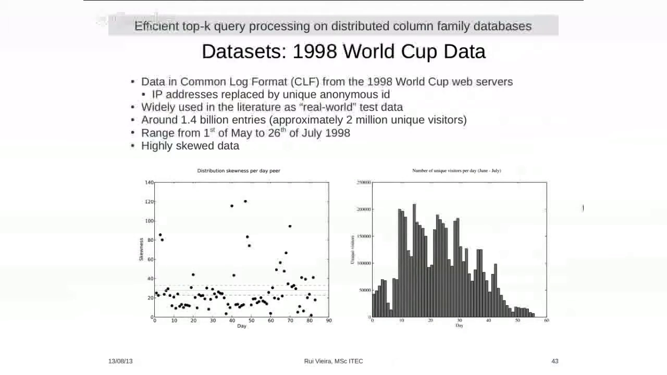And we also used standard real-world test data, which is the 1998 World Cup data. It's available for download in the common log format. The IP addresses have been anonymized. It has around 1.4 billion entries and 2 million unique visitors. It goes from 1st of May to 26th of July. It is highly skewed data, as you can see here by the calculated skewness, and also with varying numbers of elements per day.